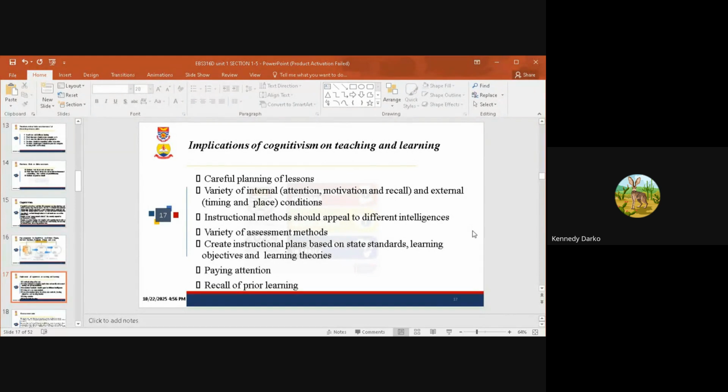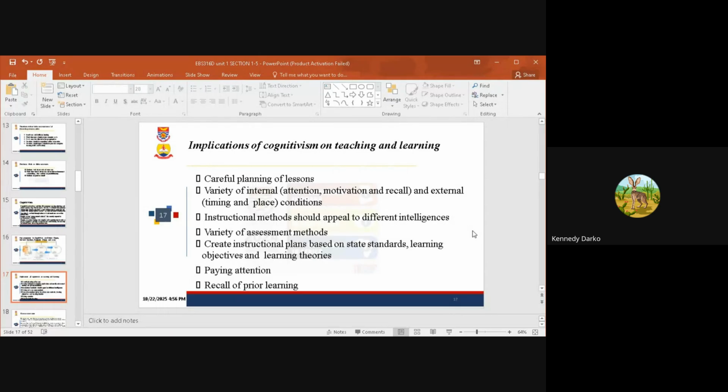Then instructional methods should appeal to different intelligences. So for the intelligences, we have the kinesthetic, the auditory, the sight and all those things. Then we also have a variety of assessment methods. So I cannot only use homework and exercises to evaluate my students. I can also use formative assessment, or learning as assessment. All those things we can use.